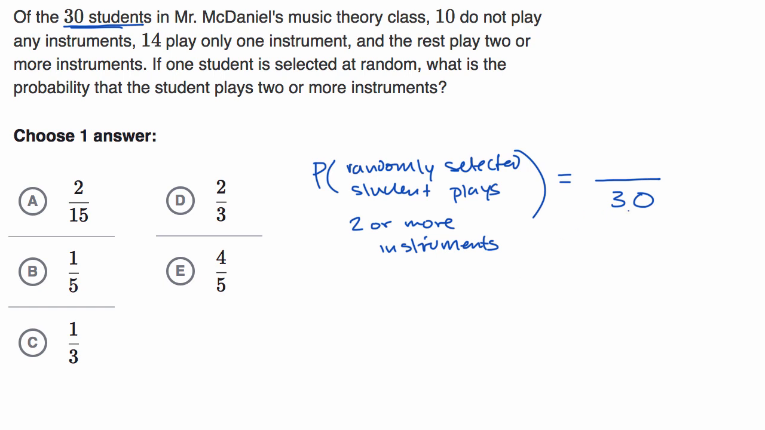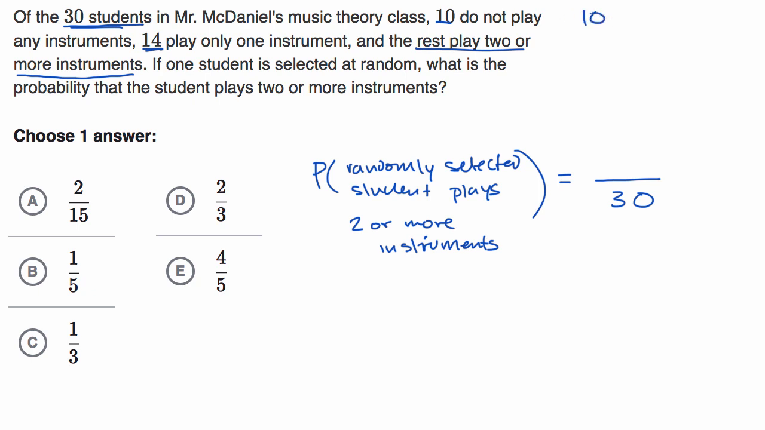And then how many of those 30 students meet this condition that they play 2 or more instruments? Well, it says here, 10 do not play any instruments, 14 play only one instrument, and the rest play 2 or more instruments. So how many is in that rest group? Well, let's see, 10 here, 14 here, so that makes up 24. So 24 play one or less instrument, and so the rest is what we need to get to 30. So that would be 6.